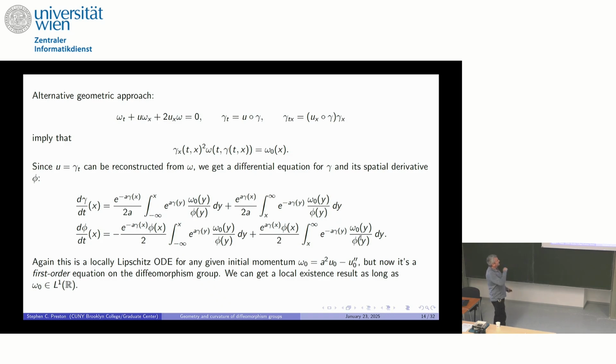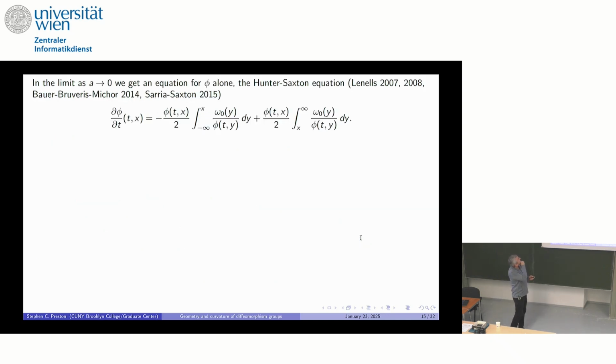Again, it's locally Lipschitz for any initial momentum. All you really need is omega in L1, and again, you get a result in the optimal space C1 of diffeomorphisms. Now, to actually make it easier, let A go to 0, and you get an equation called Hunter-Saxton. In the periodic case, Lenells did a lot of analysis on this in 2007 and 8. In the non-periodic case, which is what I care about more, it's Bauer, Bruveris, and Michor. And also, Saxton did some.